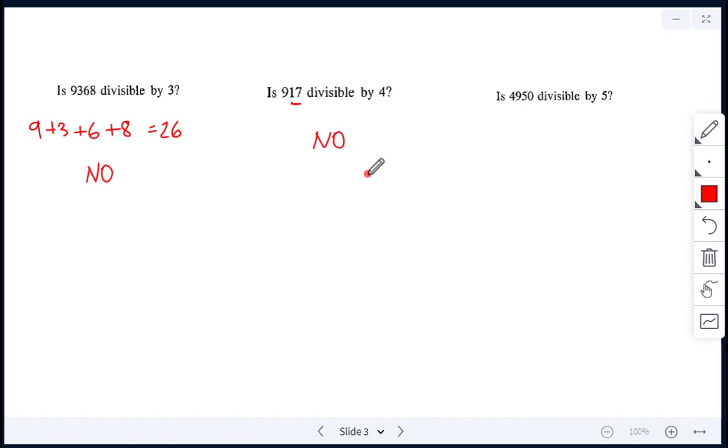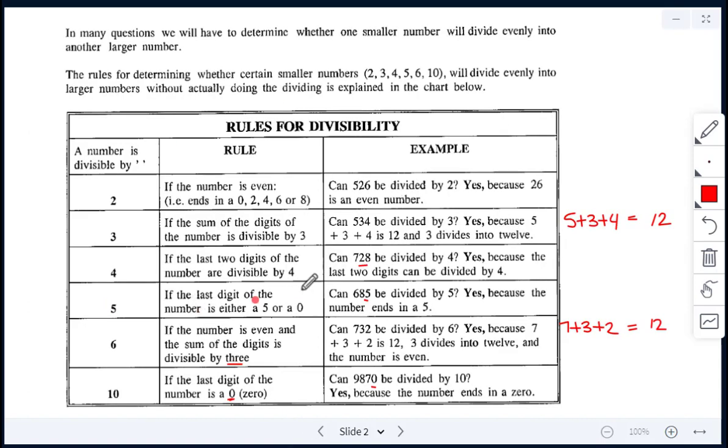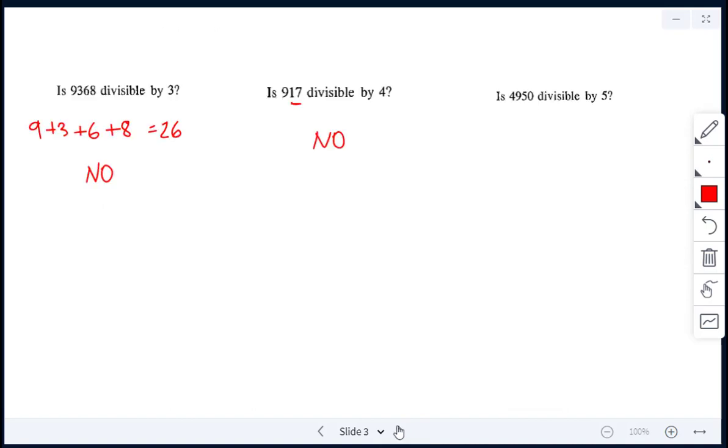All right, the last one. Here we have 4,950. Is it divisible by 5? The rule for 5 is it has to end with a 5 or 0, and this last digit is a 0, so therefore yes, it will be divisible by 5.